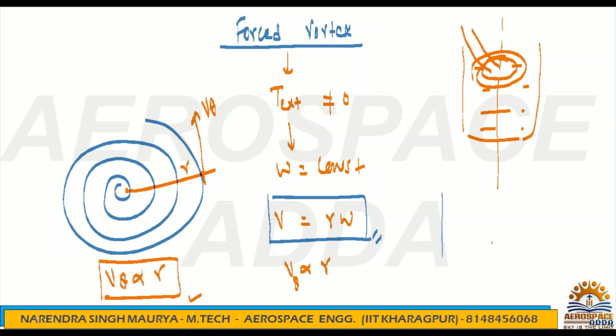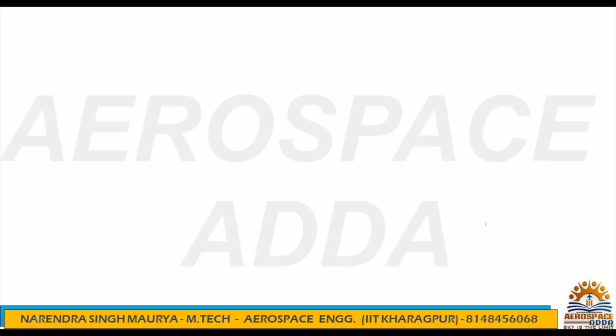See, in case of the forced vortex, if I say this is my radial distance and this is my tangential velocity v theta, so v theta is directly proportional, which means the graph will be something like this. This is v theta directly proportional to r. If you combine forced vortex and free vortex, then what will be the graph? The graph will be something like this.